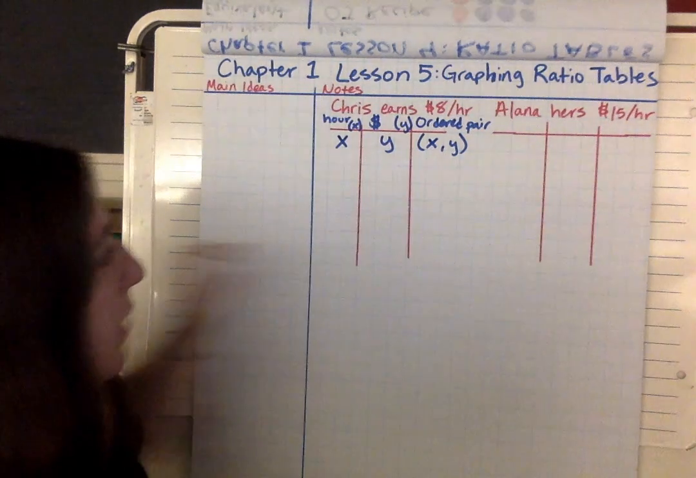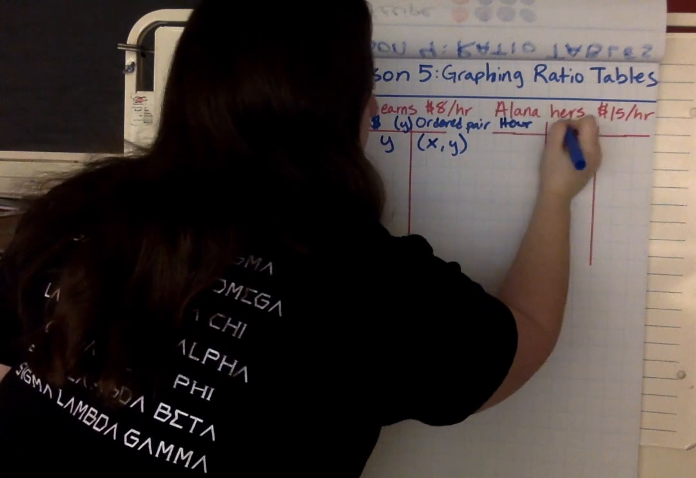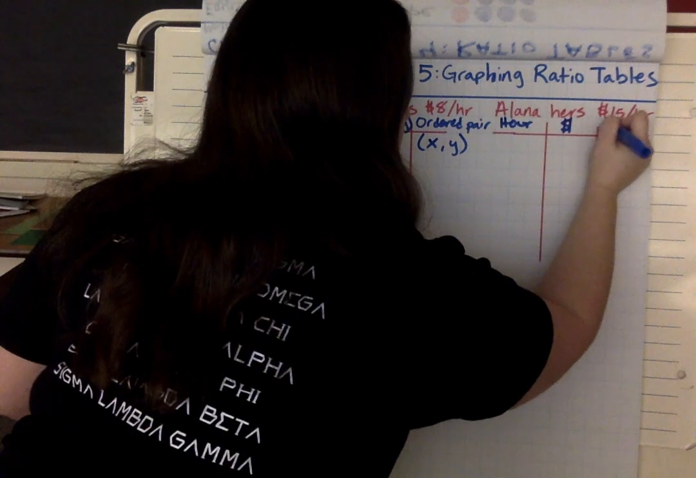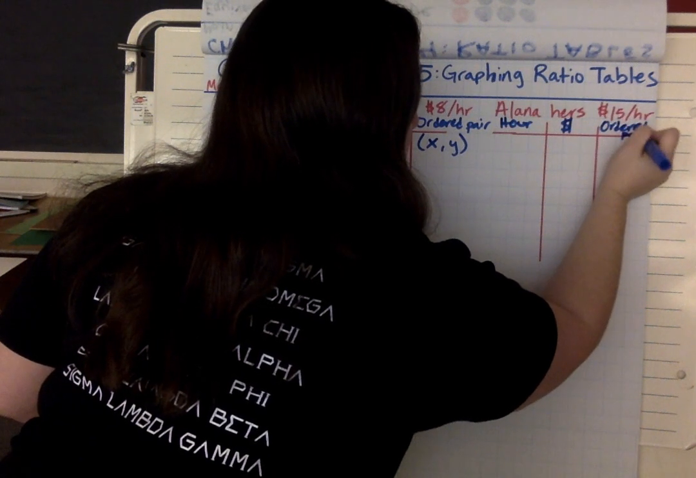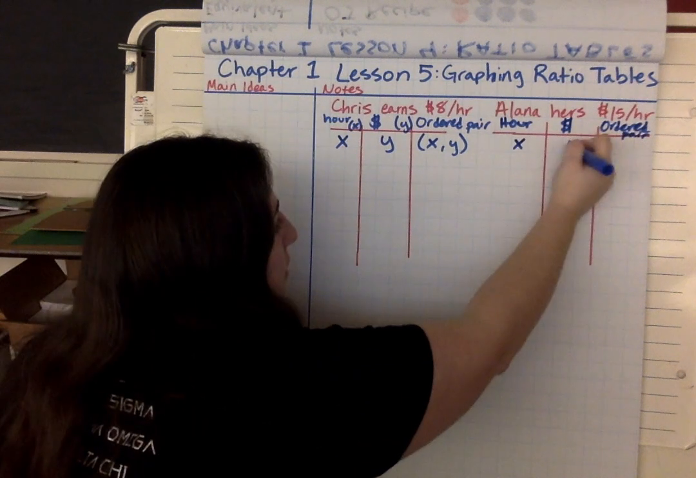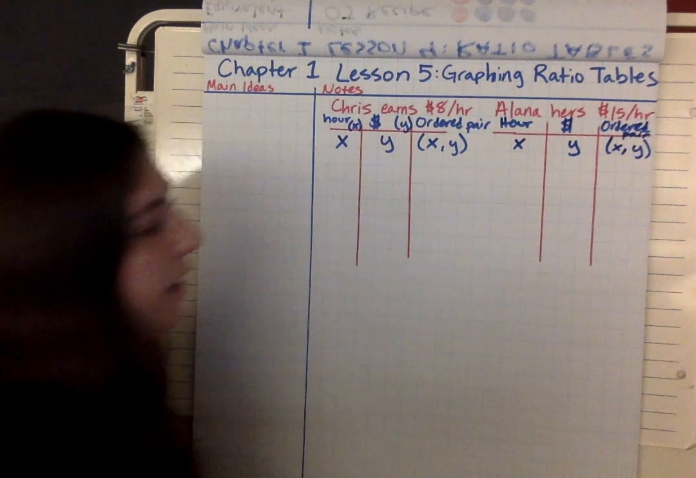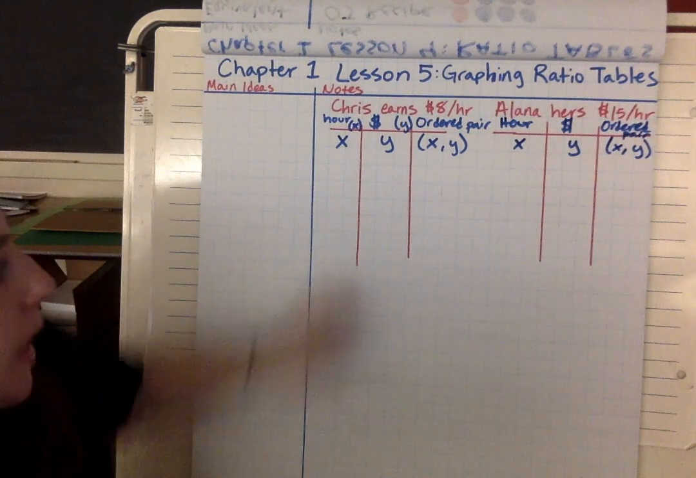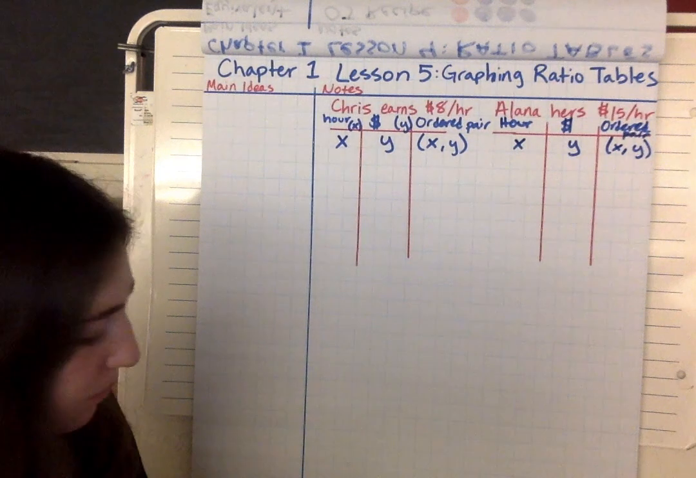I'm going to do the same thing up here, so hours, money, and ordered pair. Again, I'm going to have my X, my Y, and my ordered pair (X, Y). Now I'm going to start filling in my data, my information.